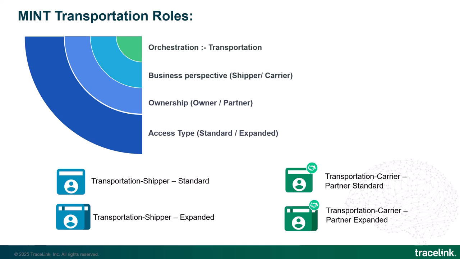This is an example of transportation orchestration, where a transportation shipper is the owner of Mint and connected to the transportation carrier, which is linked as a partner. So in this case, the roles for transportation customer would be transportation shipper, standard, and transportation shipper expanded access. And roles for transportation carrier would be transportation carrier partner standard and transportation carrier partner expanded access.